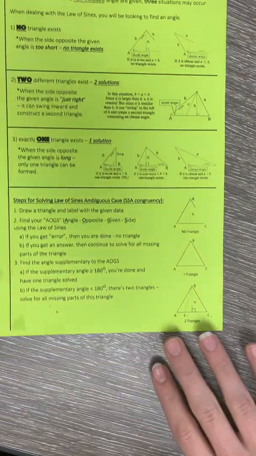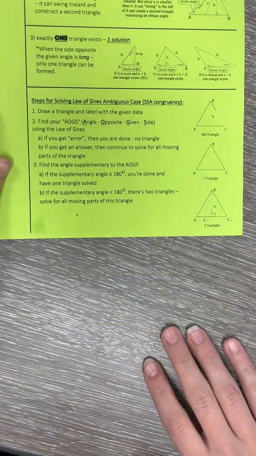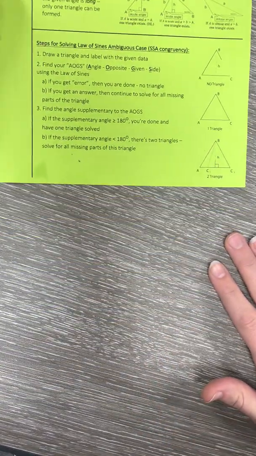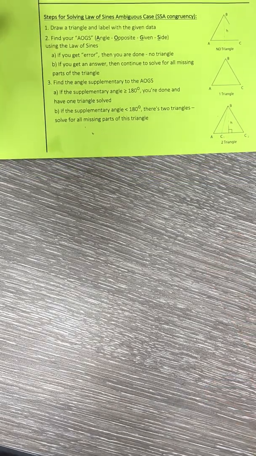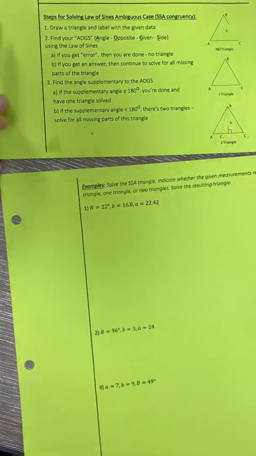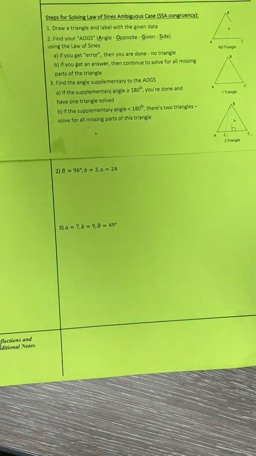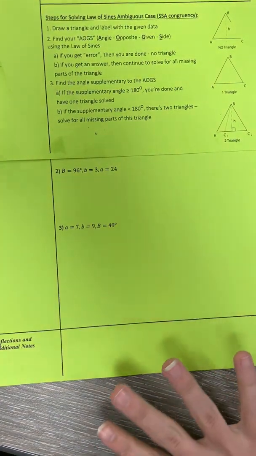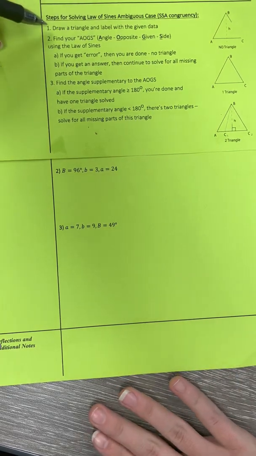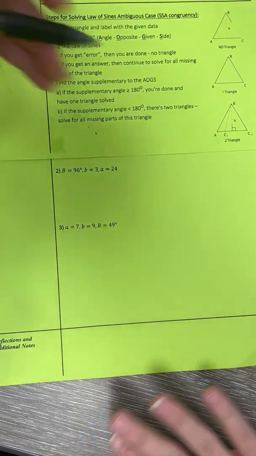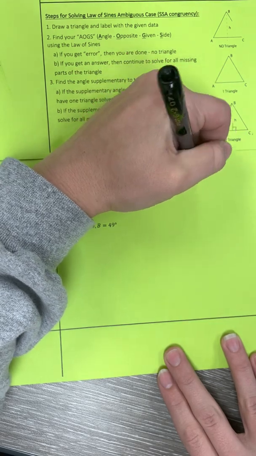So I'm going to follow these steps below to show you how to find and solve each of those. All right, here we go. We're actually going to start with number 2, because it's going to be the easiest one, in my opinion, to go over and set the stage. So the first step is always: draw the triangle and label it with the given data. Okay, I can definitely do that.